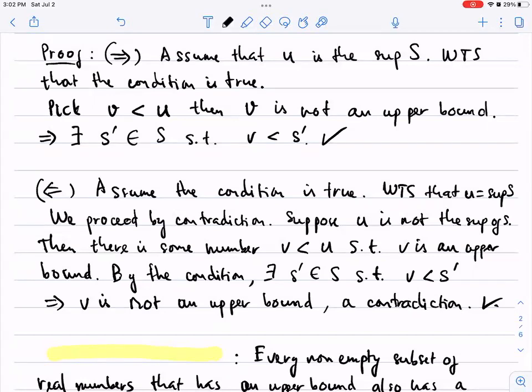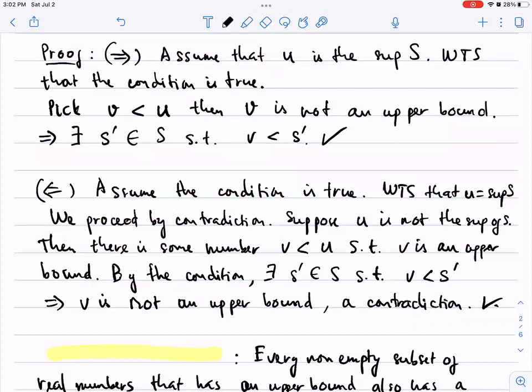So for this case, we proceed as follows. Suppose U is not the supremum of this set capital S. Then there is some number V smaller than U such that V is an upper bound. Remember, the supremum is the smallest upper bound. V here is an upper bound, but not the supremum, so it's not the smallest upper bound. So there is some smaller upper bound, and we call that smaller upper bound V.